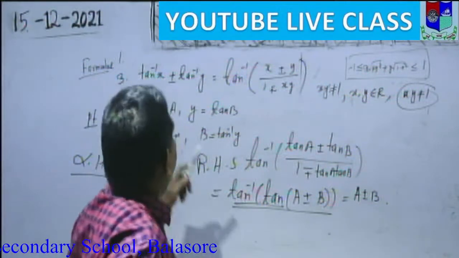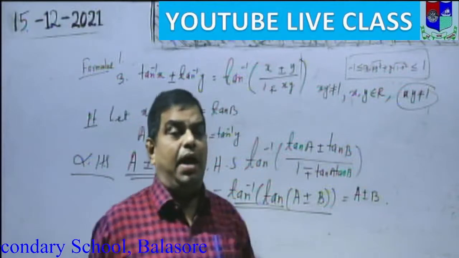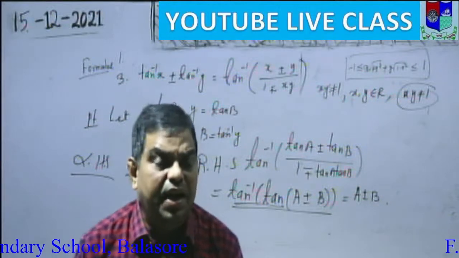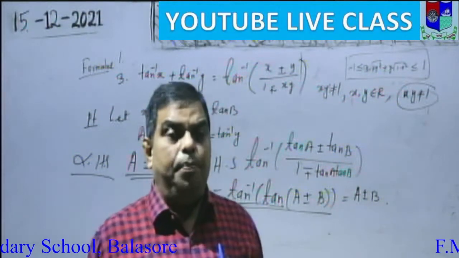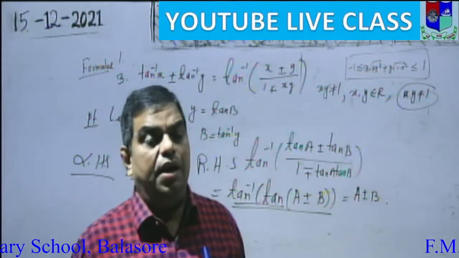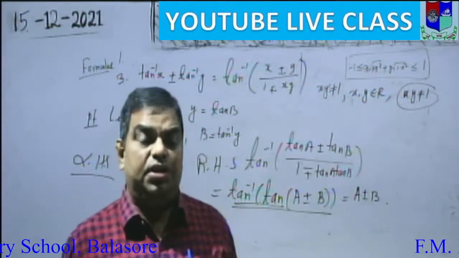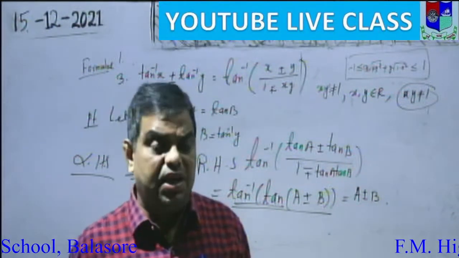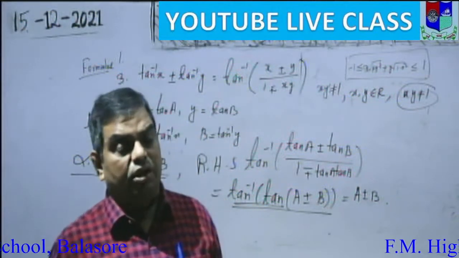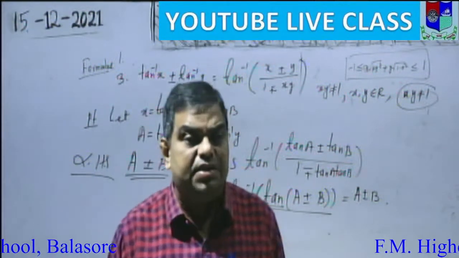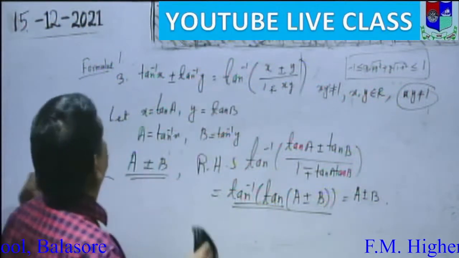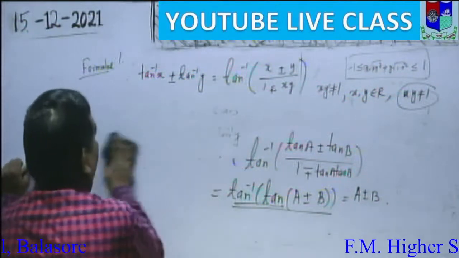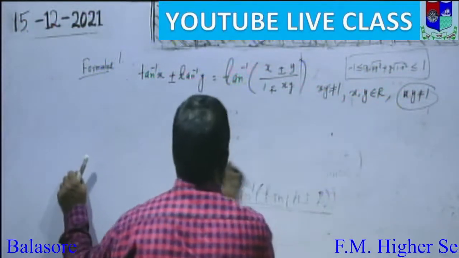Now, if we know the tan a plus b plus c formula is there. Tan of a plus b plus c is tan a plus tan b plus tan c minus tan a into tan b into tan c, divided by 1 minus tan a tan b minus tan b tan c minus tan a tan c. What can we do? The formula for tan inverse x plus tan inverse y plus tan inverse z.